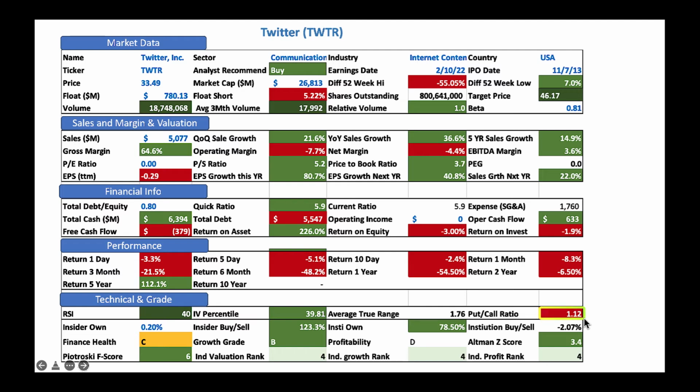And look, we've got the short ratio here. Where is the short ratio? Somewhere here we've got the short ratio. From a short ratio perspective, let's see, where is it? We'll get to the short ratio in a minute.